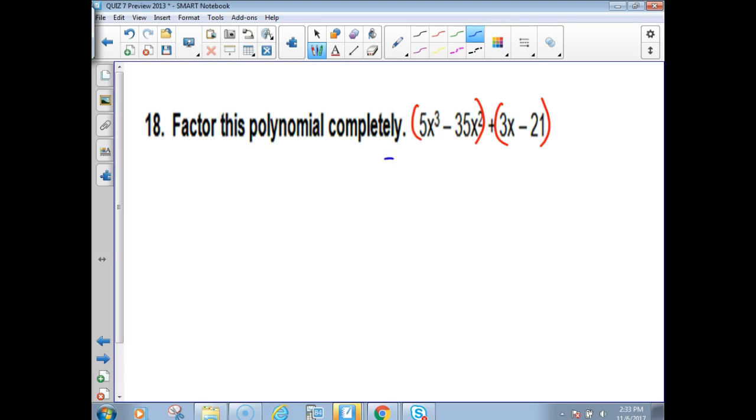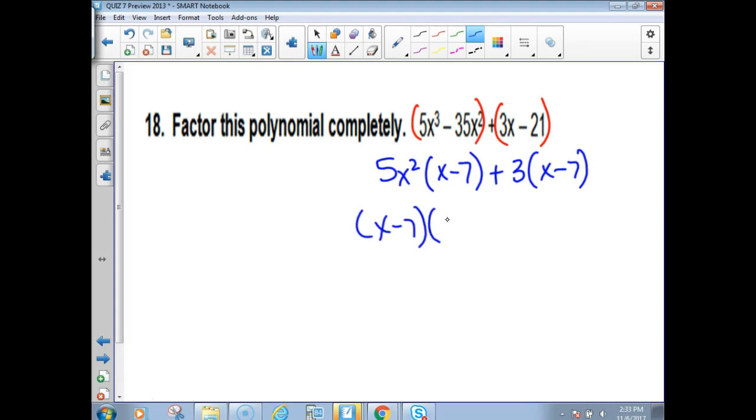Not grouper. 5x squared is factorable out of those 2 terms. I get x minus 7. And then I factor out a 3 from the second 2. I get x minus 7. Since they have x minus 7 in common, we factor that out. And what would be left is 5x squared plus 3.